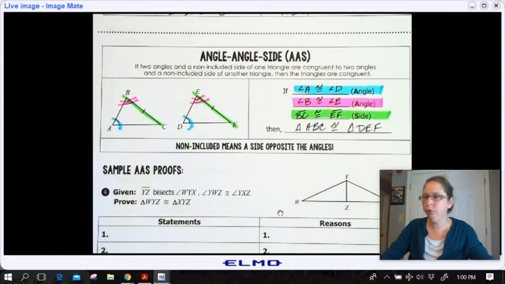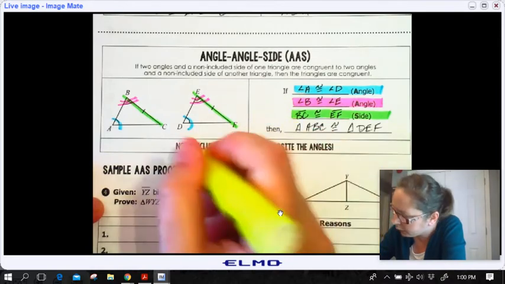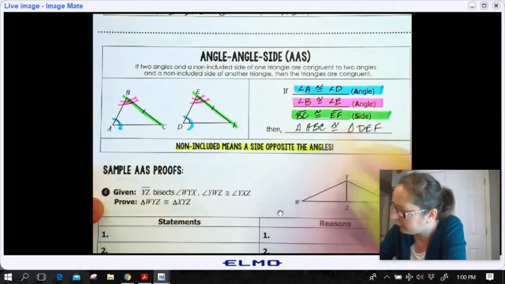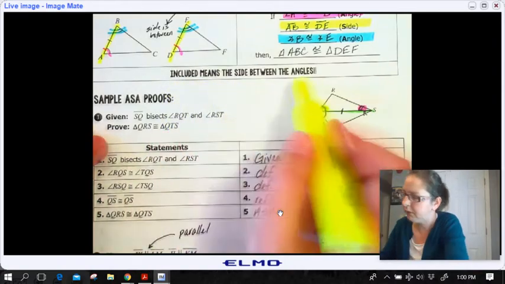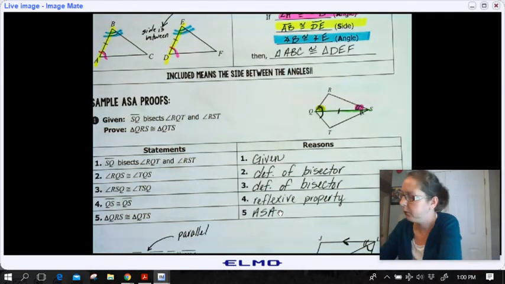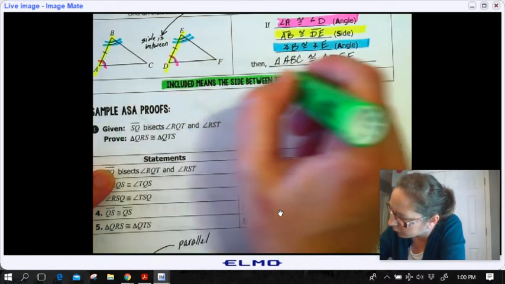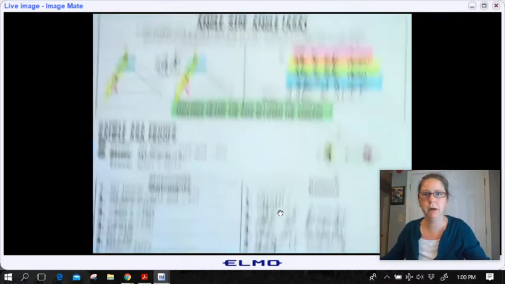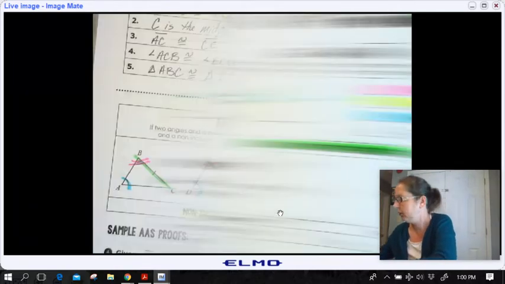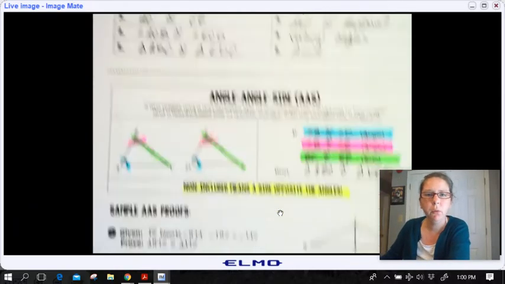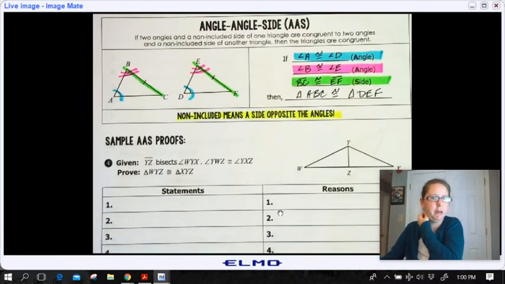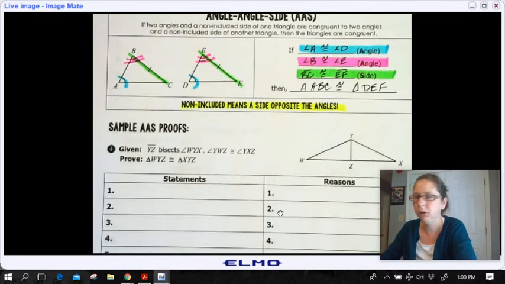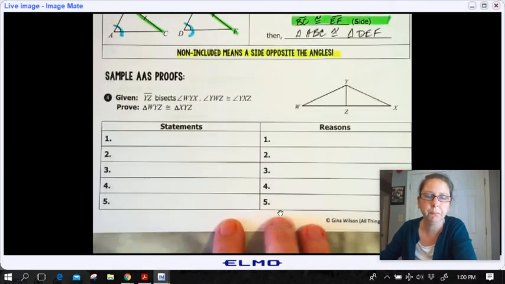All right. And so let's be aware of what non-included means. Non-included. And I really should go back here and highlight that included means the side between the angles. Alrighty, so that was the angle, side, angle. So we are going to start looking at some proofs with angle, angle, side. We're going to fill this out entirely on our own. So let's go ahead and do this.